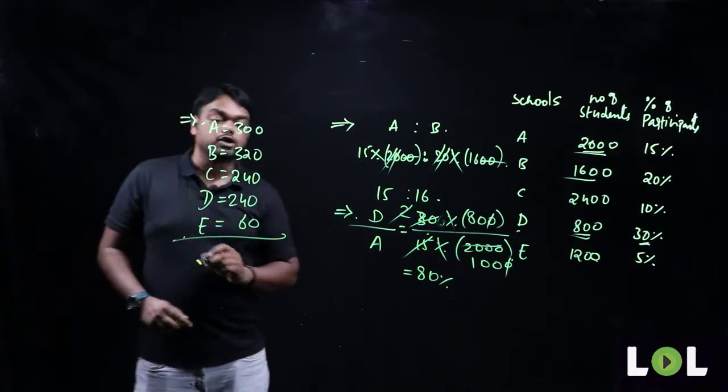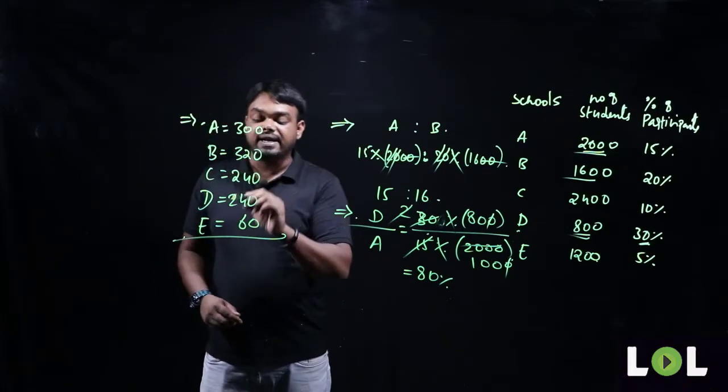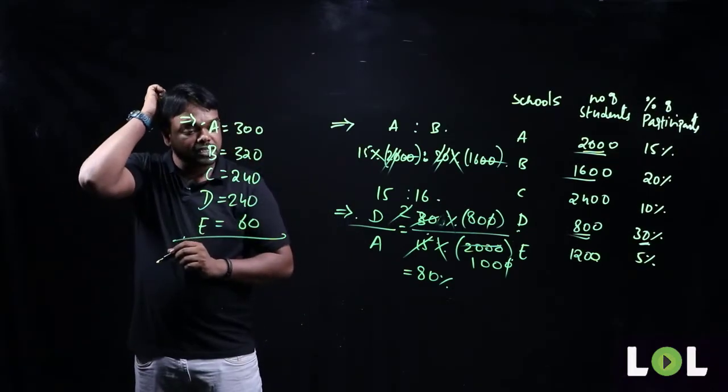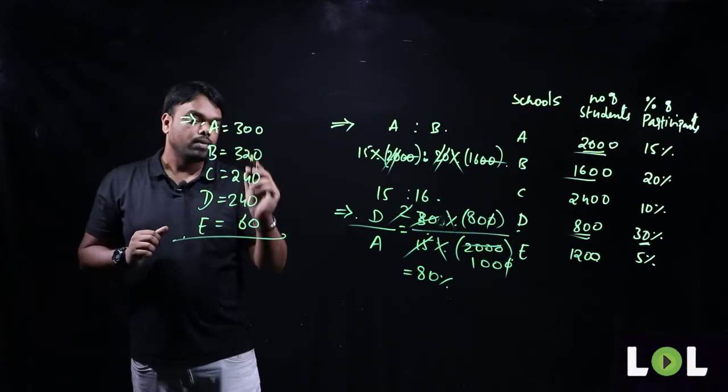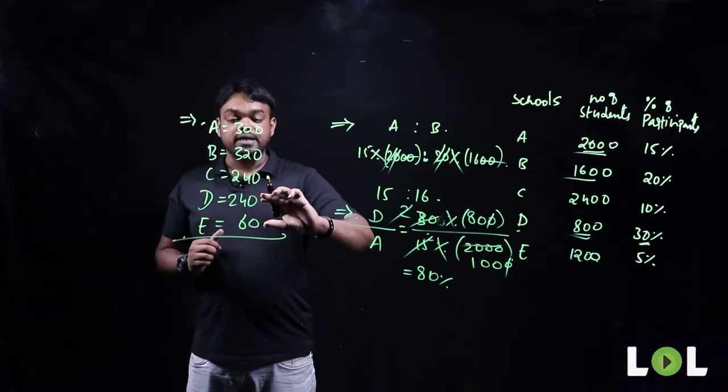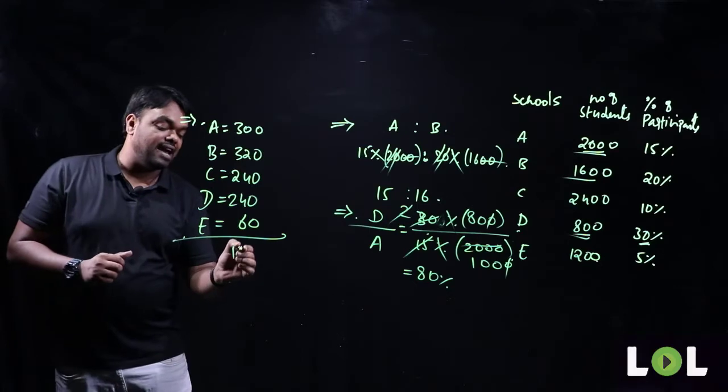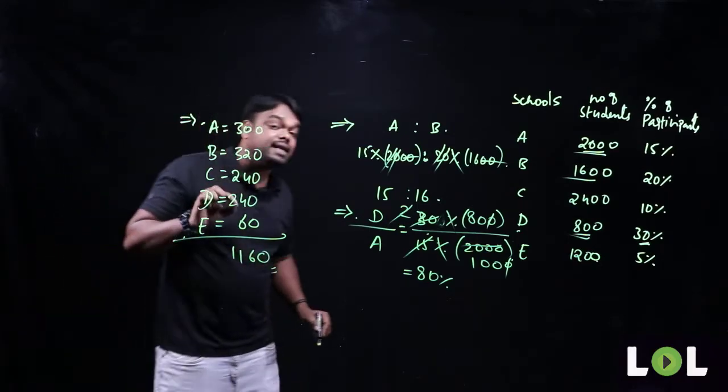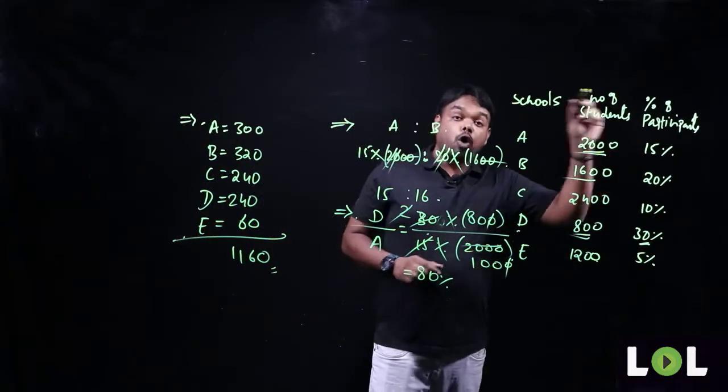चलो सबको ऐड कर दो, क्या हुआ 300, 300, 600, 800 plus 200, 800 plus 200 is 1000 here and 1160, so that is 1160. तो ये था टोटल नंबर ऑफ पार्टिसिपेंट्स फ्रॉम ऑल द स्कूल्स टुगेदर.